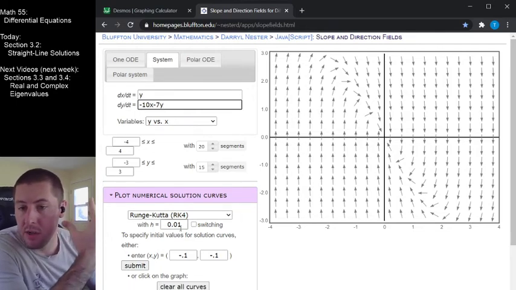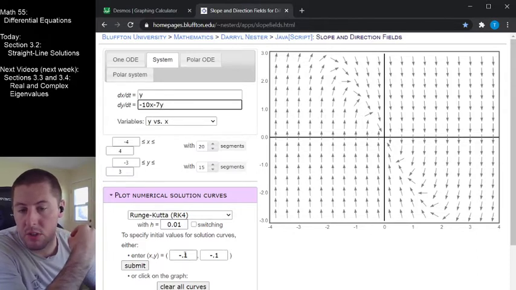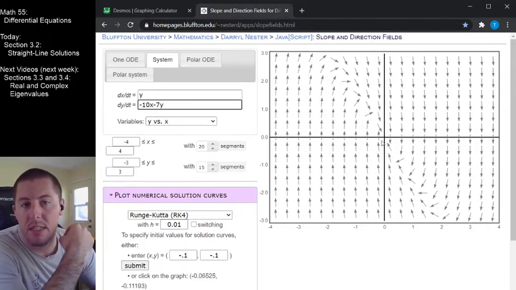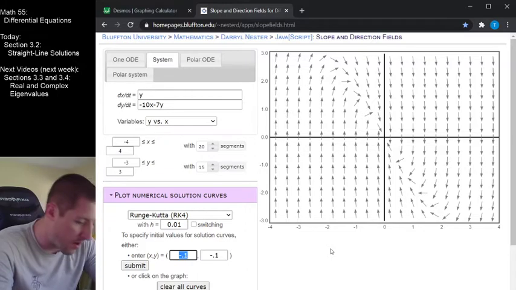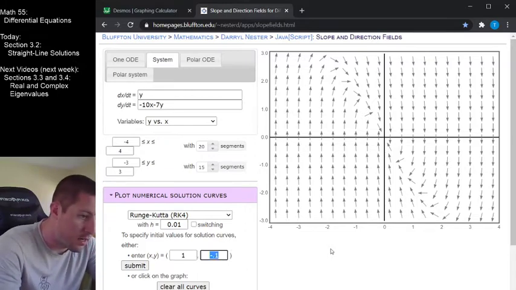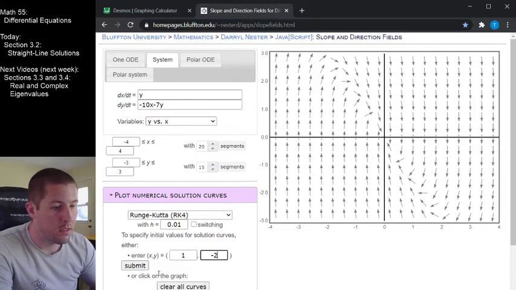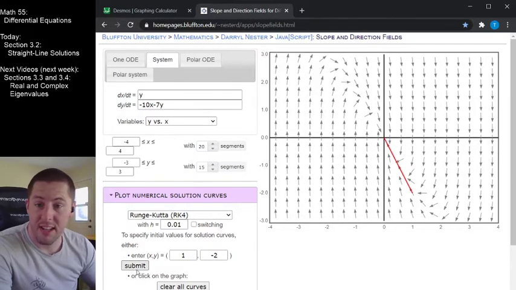What I always like to do over here is double check that my straight line solutions are going to work for me here. I'm noticing that these are going in towards the origin right here. The two places that we were at 1, -2. Let's go ahead and throw that one on there. There's a straight line. That's good.